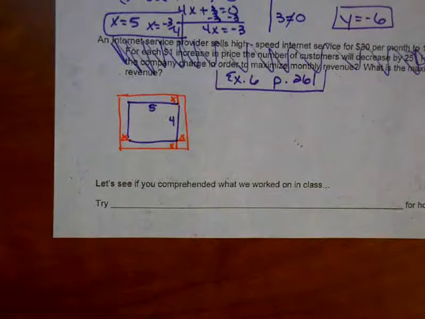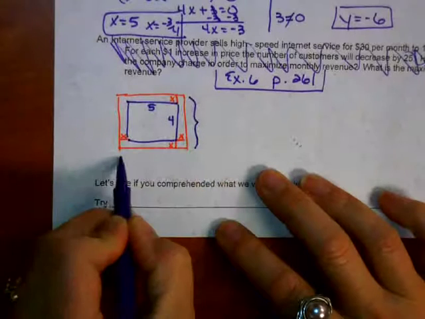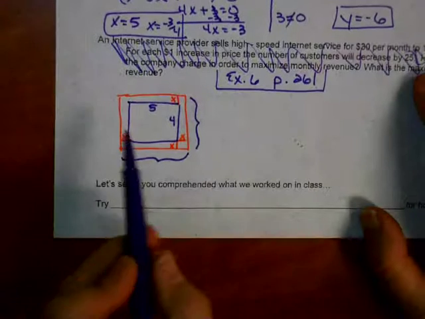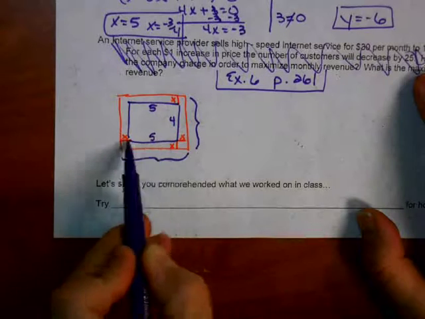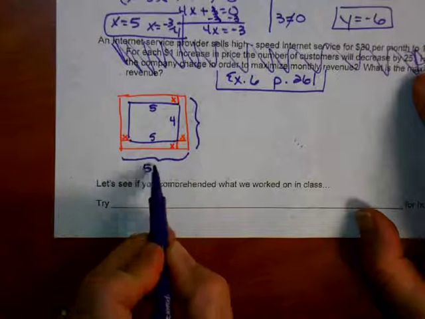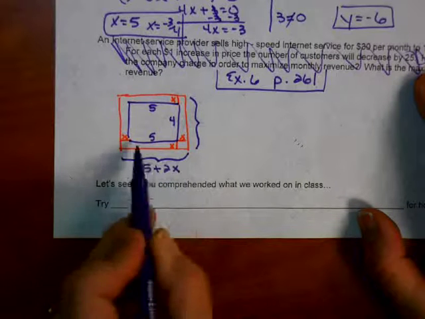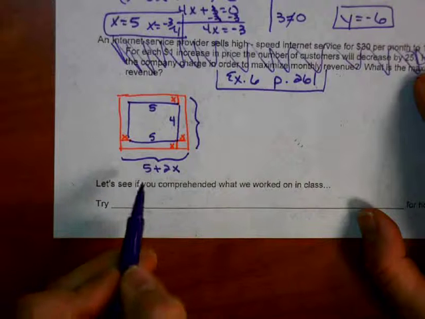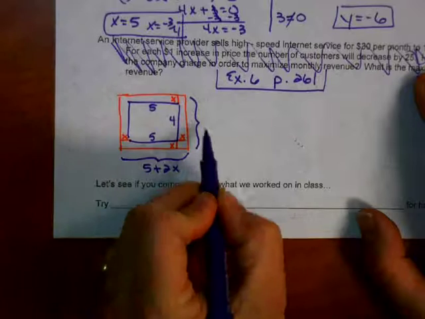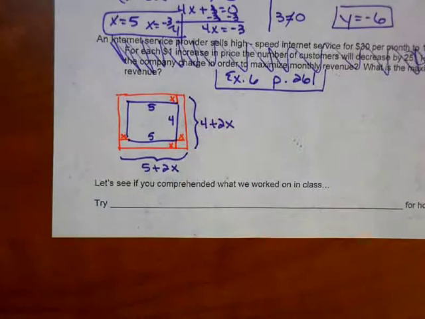Now I'm going to write an expression for these side lengths with that extra border on. I know that this is 5, and how many x's do I have? There's 2 per side. 5 plus 2x. That's this length. And 4 plus 2x over here. This will help me get the total area.